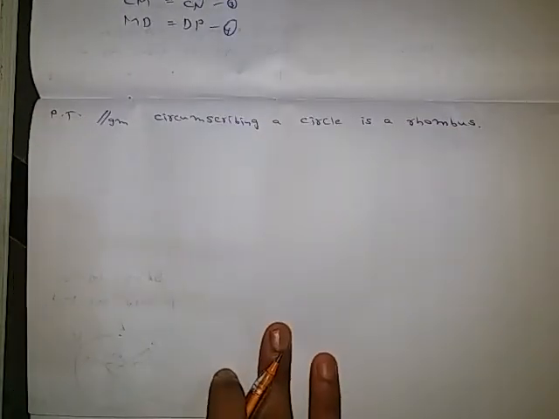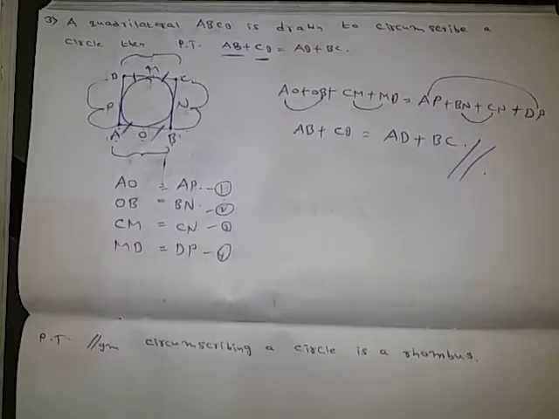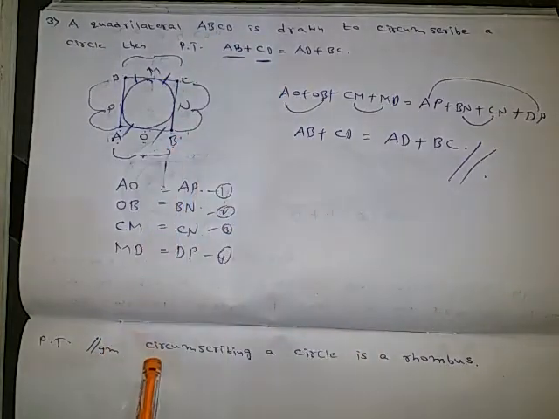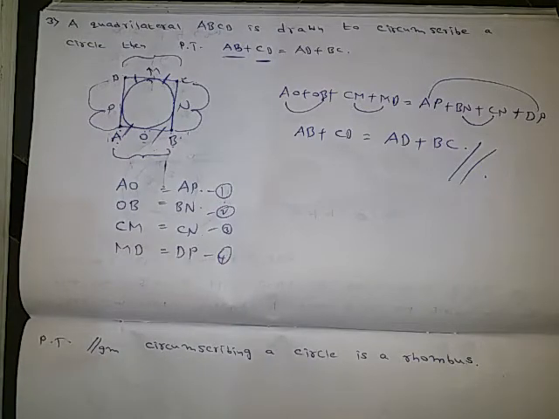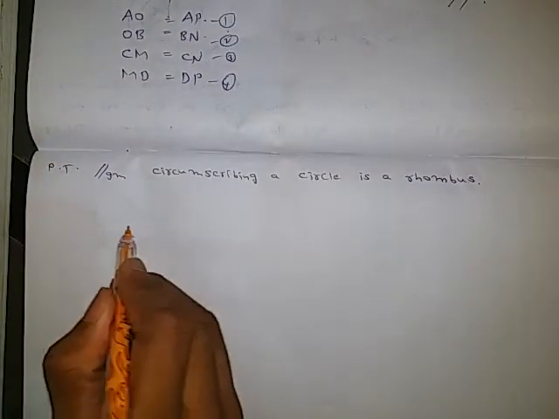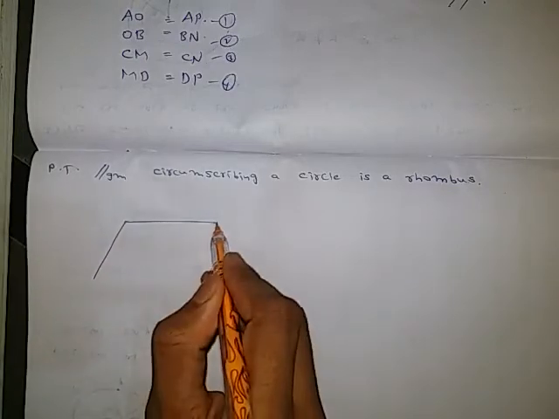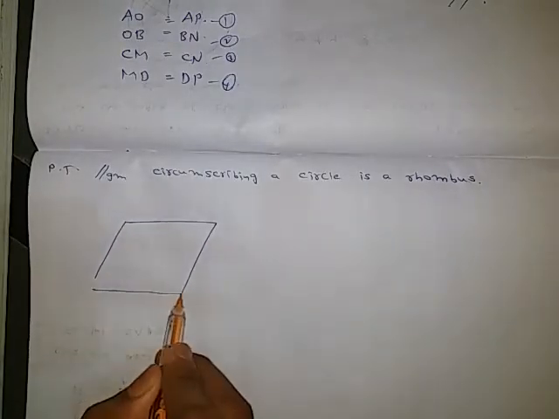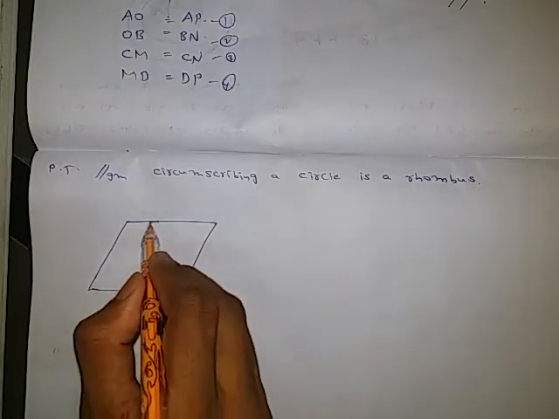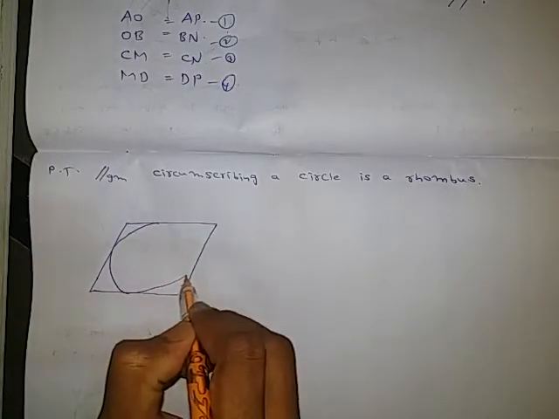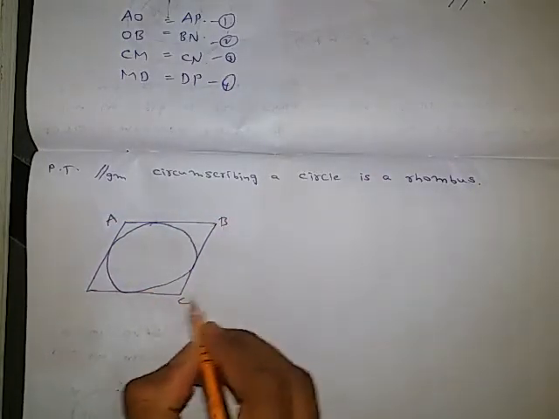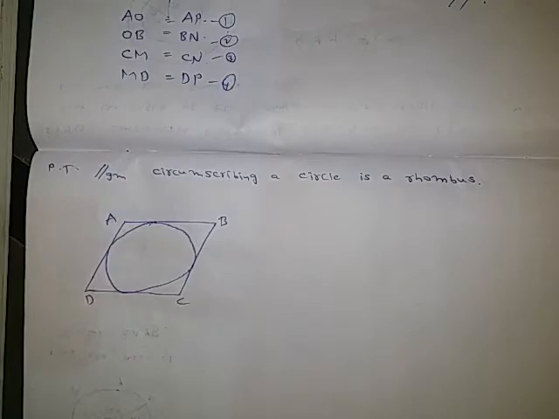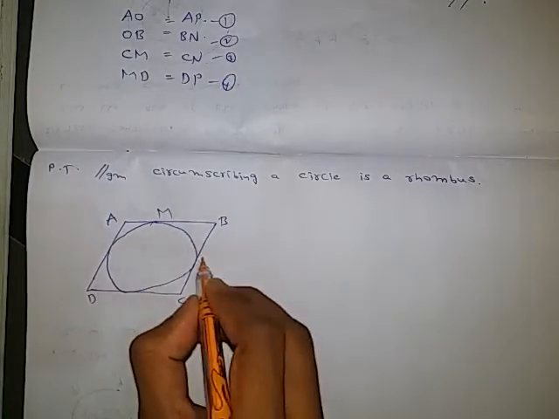Prove that a parallelogram circumscribing a circle. So the only difference between this question and the previous question is, here he mentioned quadrilateral, but here he mentioned parallelogram. So we have one parallelogram. Inside of this parallelogram, one circle is there. Same like the previous problem only, I will solve now. I am writing that parallelogram name as ABCD, and where it is touching the circle I am writing it as M, N, O, P.